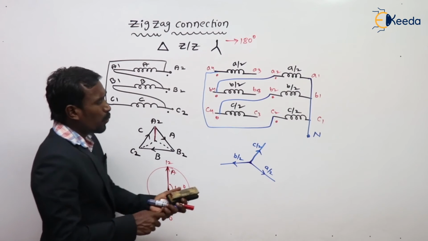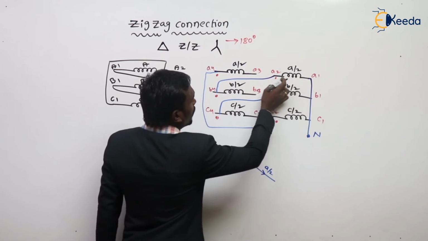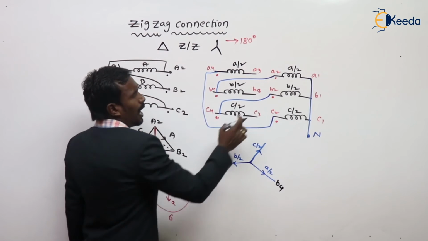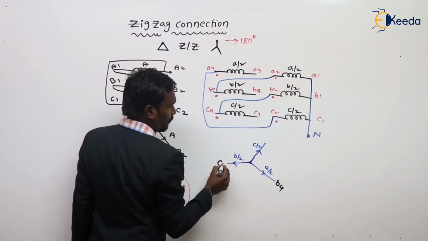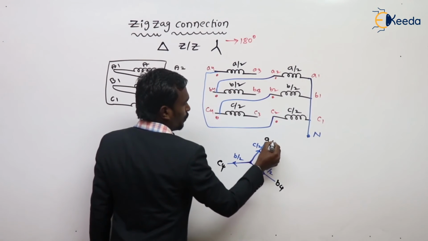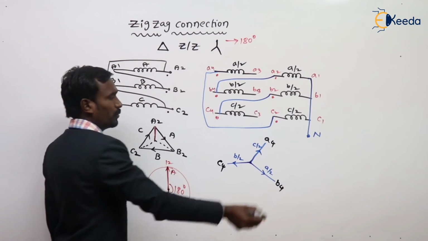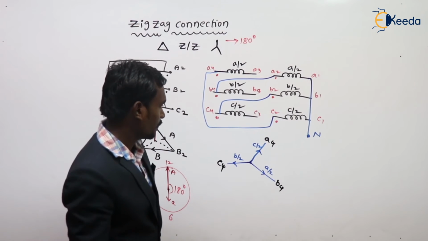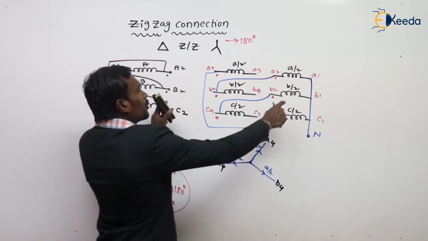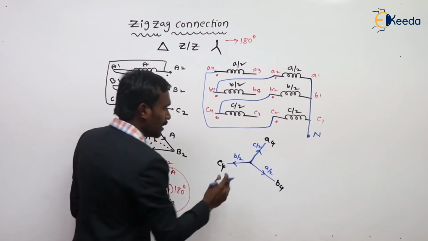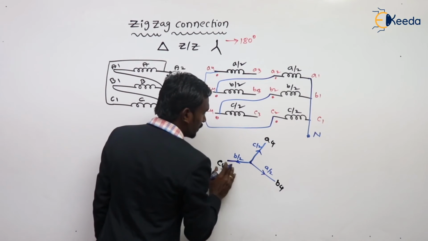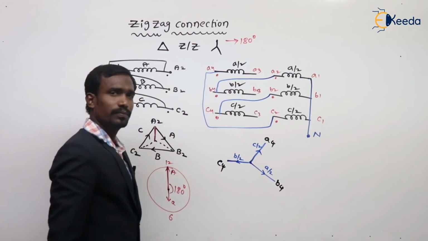And now tell me, where is my A by 2? A by 2 is connected for B4, and B by 2 is connected for C4, and C by 2 is connected for A4. A4, B4, C4. Right, it's completed. This additive is completed. Now the subtractive is remaining.